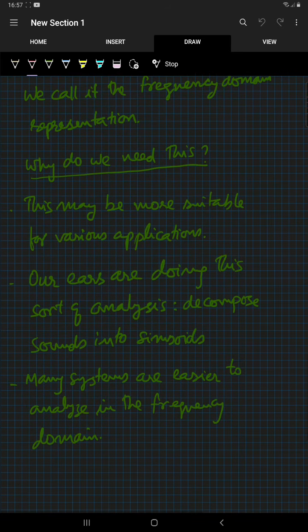There are also a lot of mathematical properties which make many systems easier to analyze in the frequency domain. If you get a frequency domain representation of a signal, the interaction between that signal and the system is, in many cases, easier when we represent both the system and the signal in terms of their frequency representation.